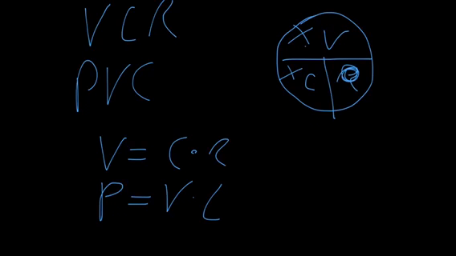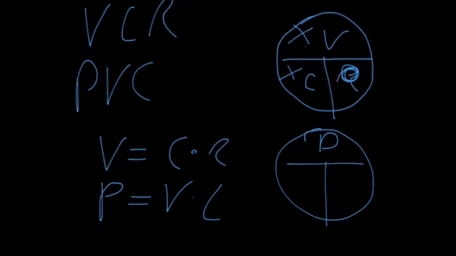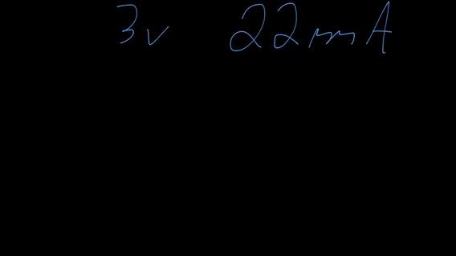And the same thing can be done with PVC as VCR, where you have P and then V and C. Let's show an example. Alright, so I have a battery right in front of me, and it has 3 volts. And then the current is 220 milliamps. Okay? Now, what is R?